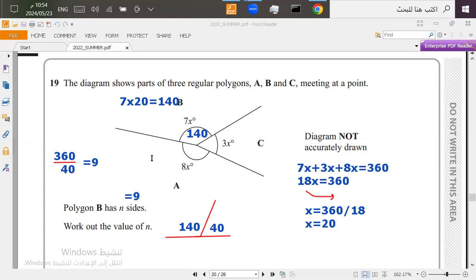So as we said, first thing we did, we added these and made them equal to 360 because this is a whole circle. And then after that, we found the value of x, which is 20. We substituted here. We multiplied by 7. We got 140. And 140 is the interior angle of the polygon. And then we found the exterior by subtracting from 180. And then we divided 360 by the exterior, and we found the number of sides. Now let's move on to the next question.